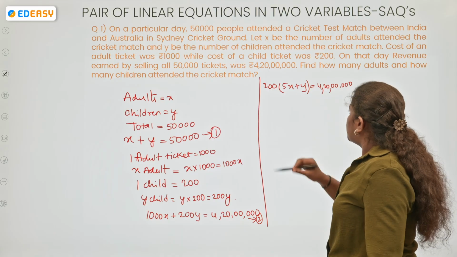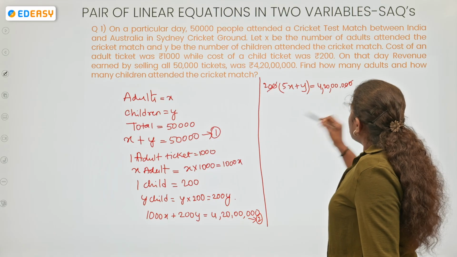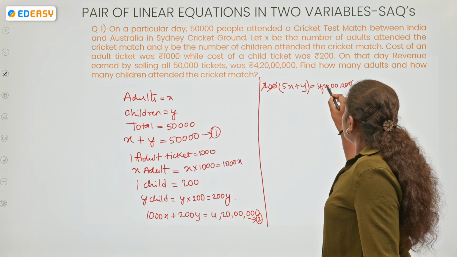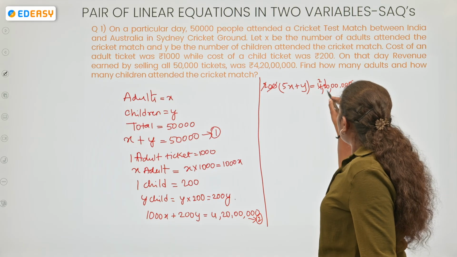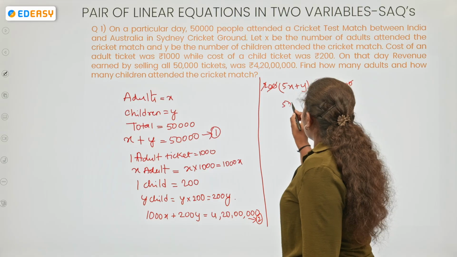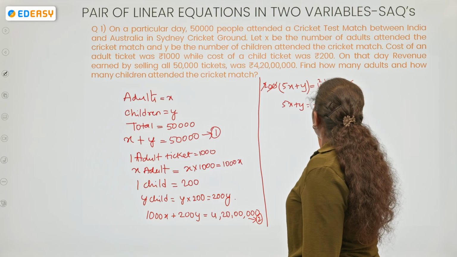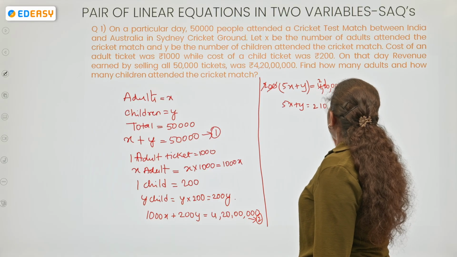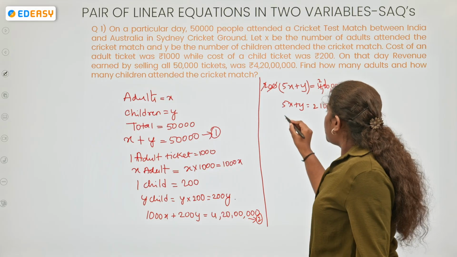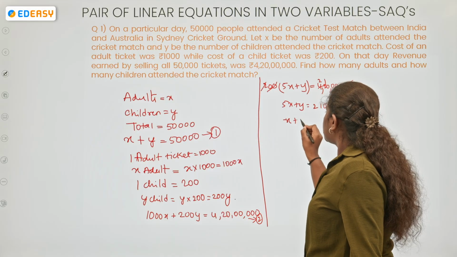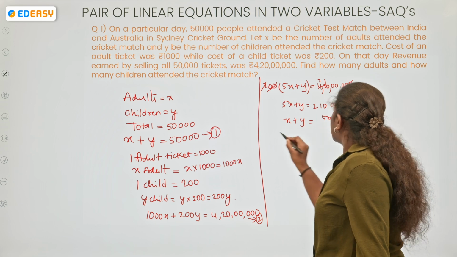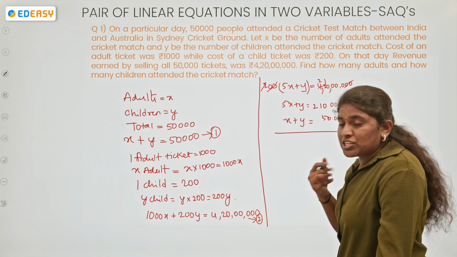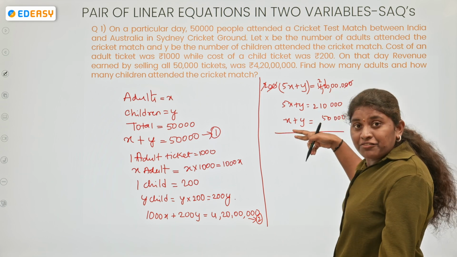Right. Now 0 0 cancel, 0 0 cancel and 2 will cancel, 42 4 21. So coming to here we got 2,10,000. So 5x plus y equals 2,10,000. Clear? And next, what about x plus y? x plus y equals 50,000. Clear? Let's do the elimination method because here I can directly eliminate y.